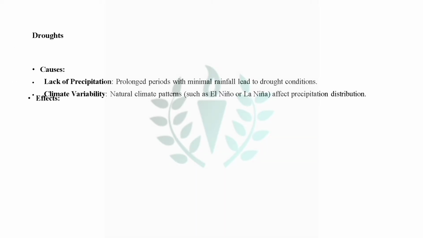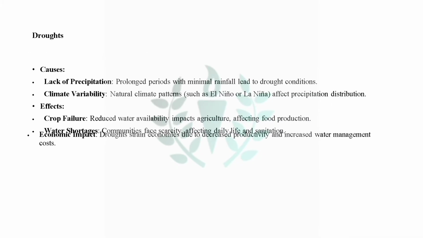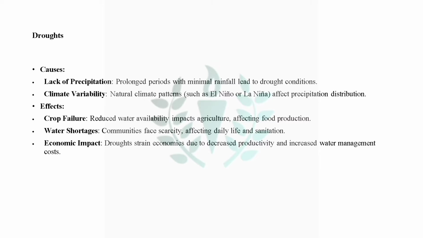Effects can be crop failure, water shortages, and economic impacts. Reduced water availability impacts agriculture, affecting food production. Water shortages in communities lead to scarcity, affecting daily life and sanitation. Economic impacts include drought straining economies due to decreased productivity and increased water management costs.